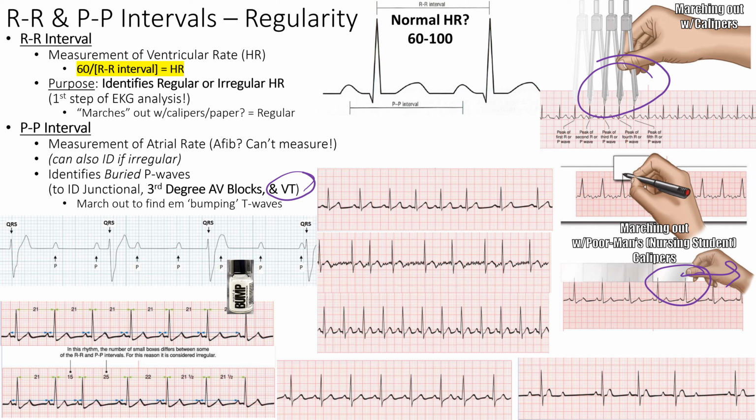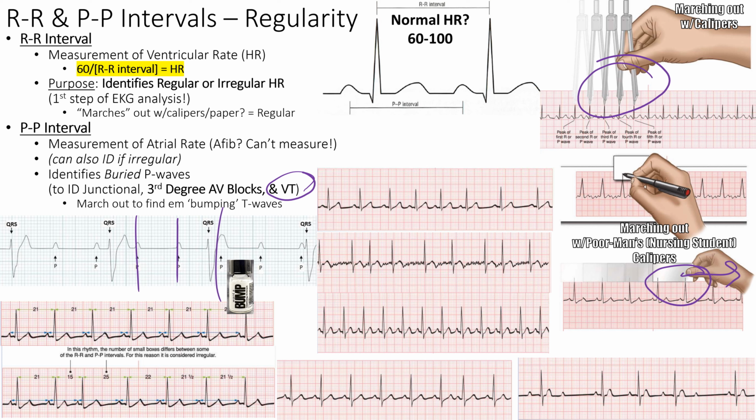So VTAC is a good reason to compare. The reason to measure a P to P interval, sometimes it's obvious, but other times, like this one right here, if I measure the P to P interval, why is my P buried in that T wave? That means it was doing its own thing, right?